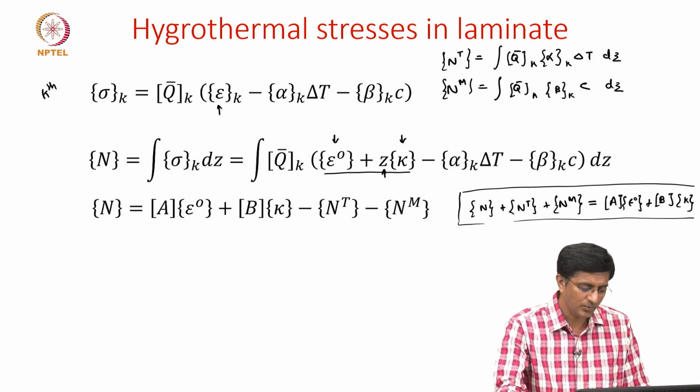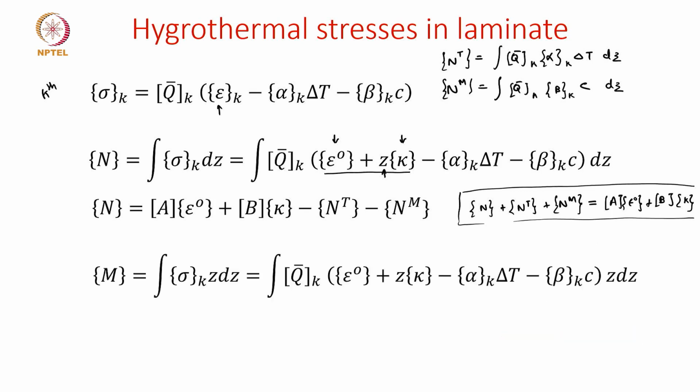Now let's do the same for moments. So for moments, again we start with the definition of moment. These are stresses times z dz, and in this expression again we use the first equation to substitute, and like last time we have substituted epsilon with epsilon naught plus z kappa. So this should take care of the strains across the thickness of the laminate. And here too I can come up with a few definitions.